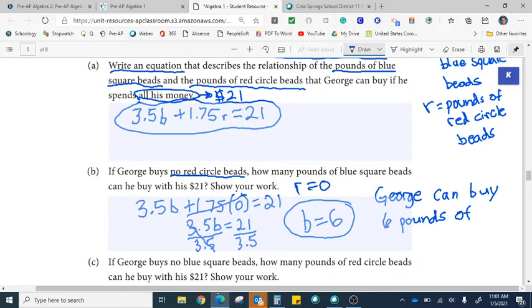of blue square beads. Okay, to equal the $21. All right.